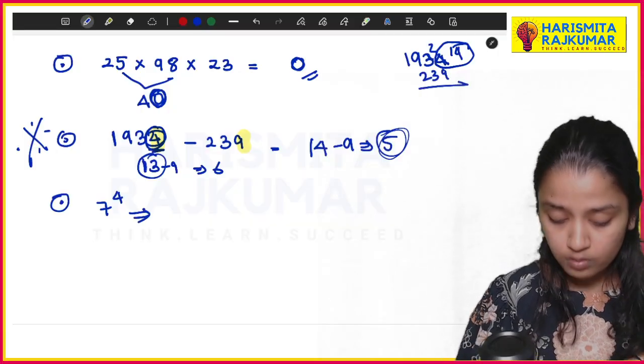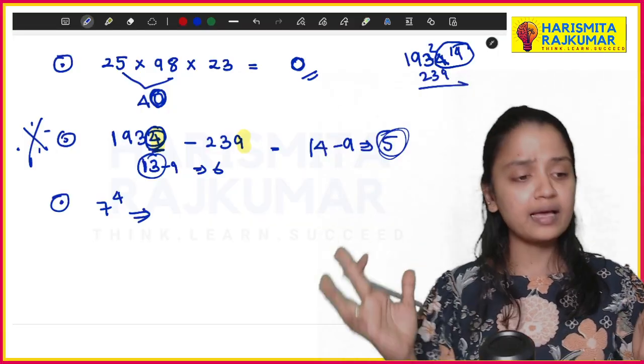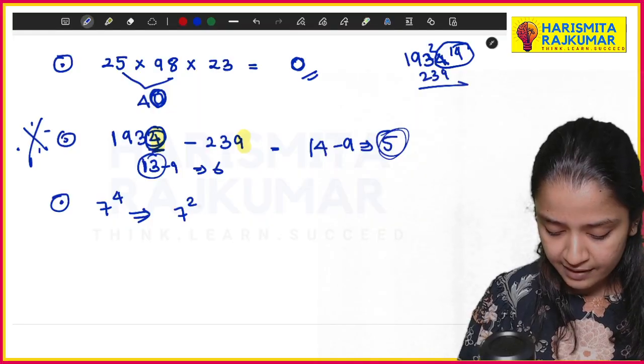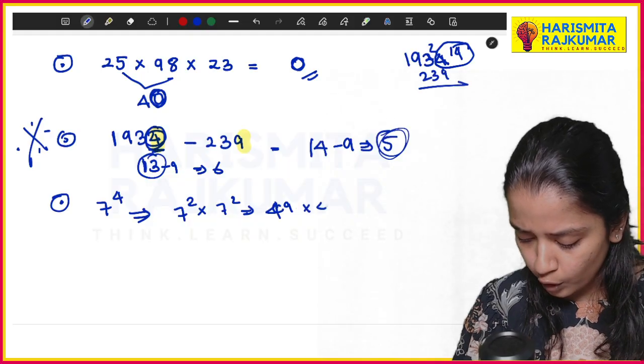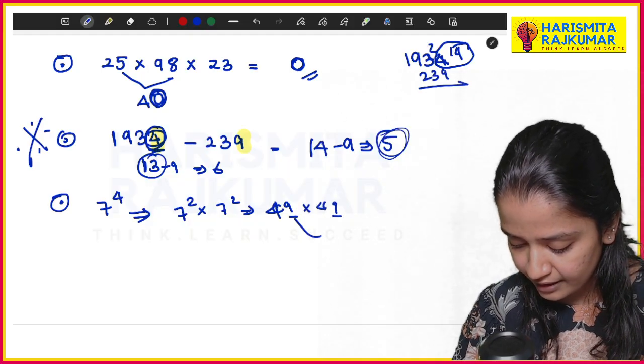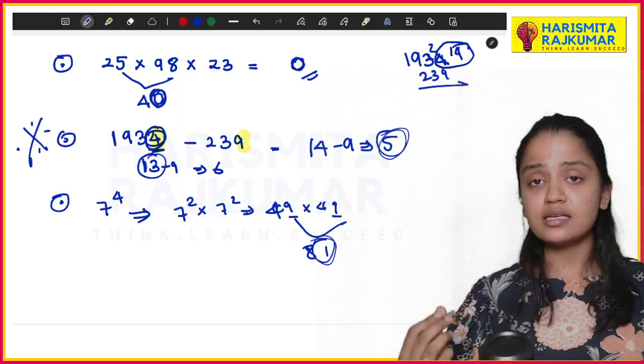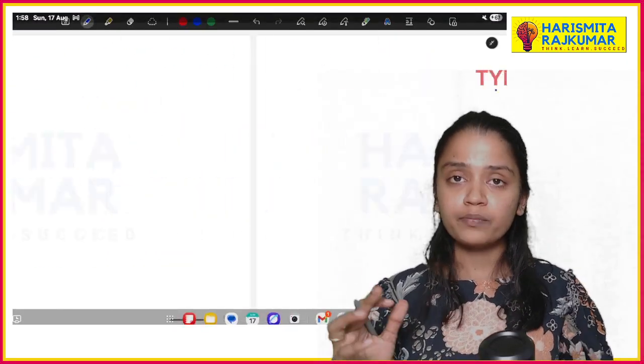Okay. Now 7 power 4. You don't know the big number, right? So we can split it as 7 power 2 into 7 power 2, which is 49 into 49. What is 9 into 9? 81. So your final answer is 1. Okay. I hope it is clear.